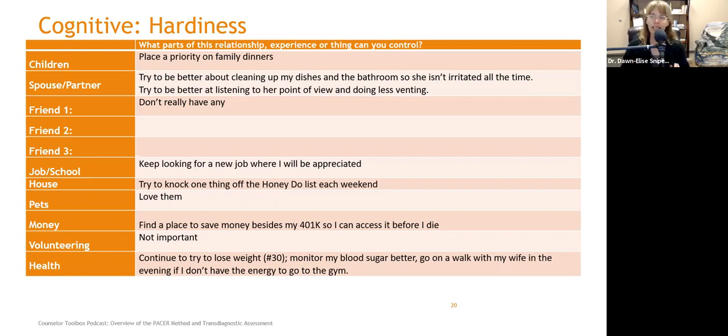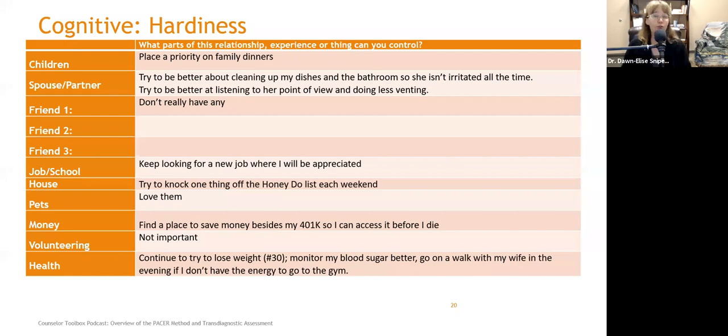Money, find a place to start saving money besides my 401k so I can access it before I die. Well, that's a negative way to look at it, but that's how he's looking at it right now. The only place he can tax shelter his money is a place that he can't even access it, and he's really frustrated about that. He doesn't see volunteering as important to him, so okay.